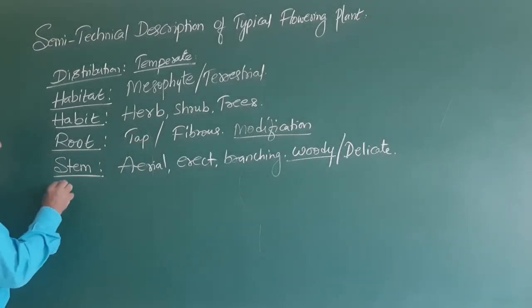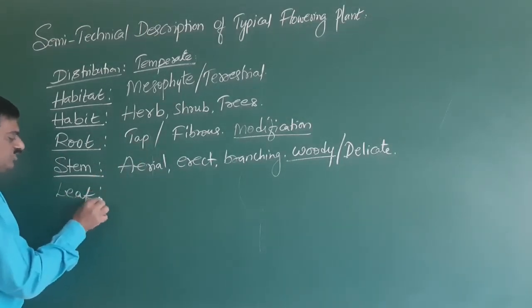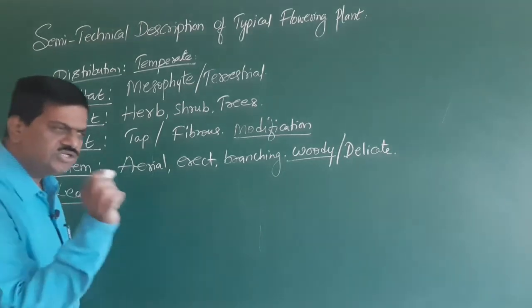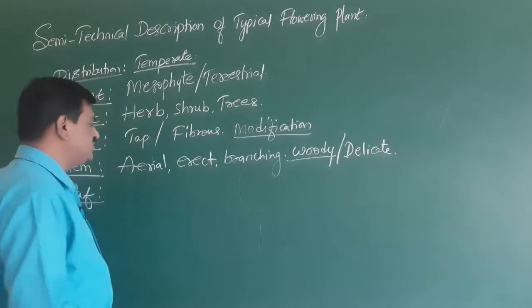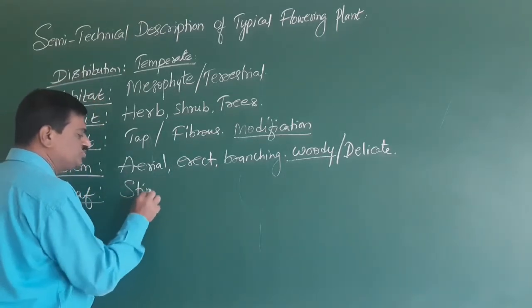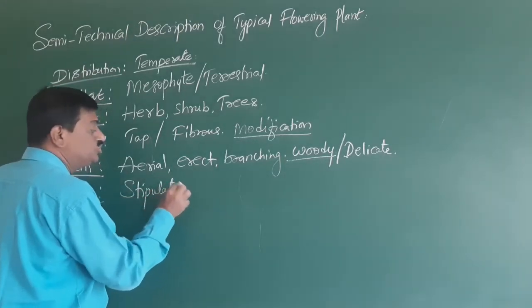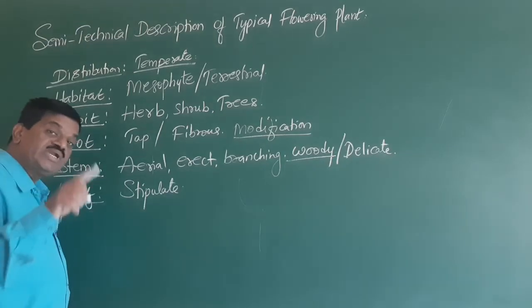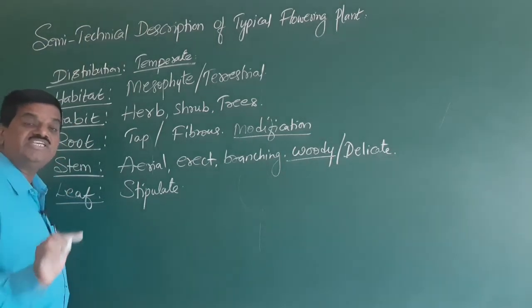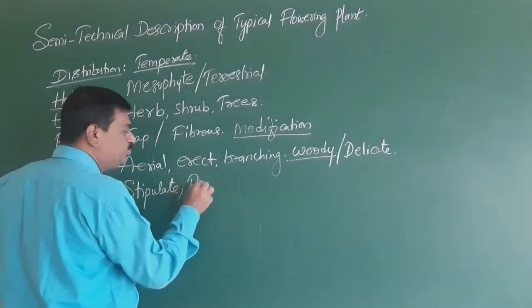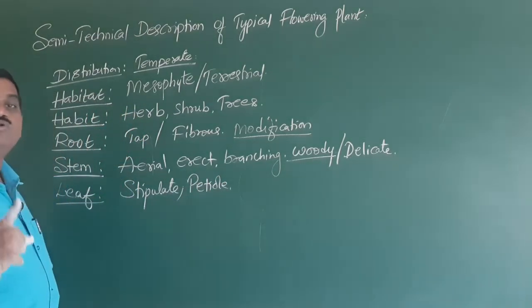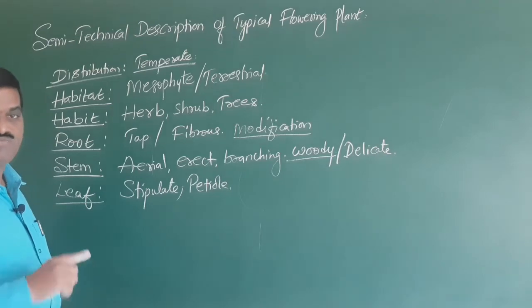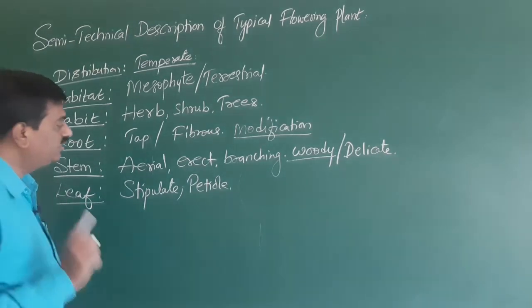Next to the stem, we go for the leaf characters, leaves. In this, we start with whether stipules are present or not. If the stipules are present, we use the word stipulate. If stipules are absent, we use the word exstipulate. Whether the petiole is present or not: if a petiole is present, we use the word petiolate; if the petiole is absent, we use the word sessile.